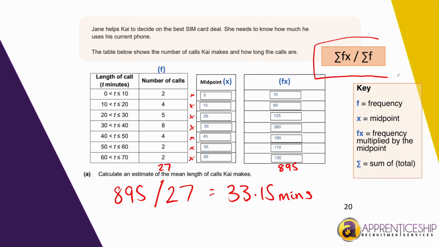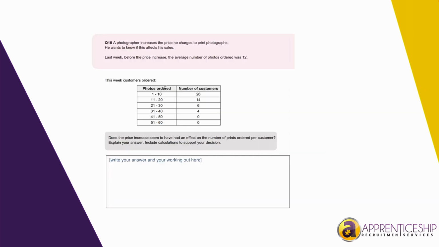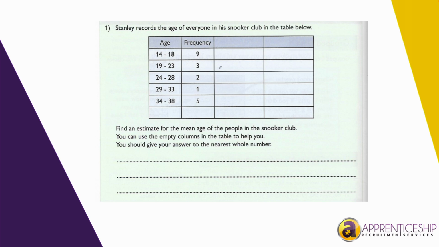This is the formula. It's a bit scary when we look at it, but it's basically this: Σ is the sum of. So the sum of fx or fm, frequency multiplied by midpoint, divided by the total of the frequency. So we work out the total of the frequency times the midpoint and we divide it by the amount of calls, or the frequency in this instance. Okay, so we'll do this one as our last one.